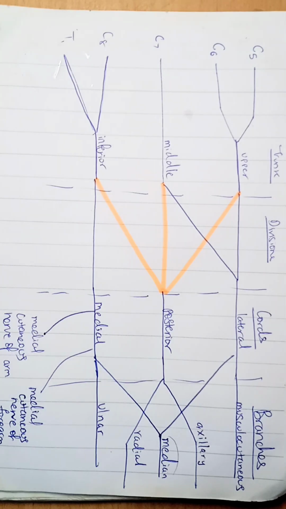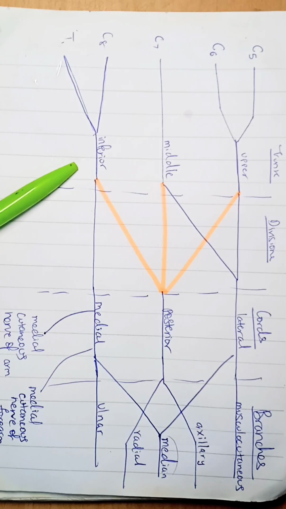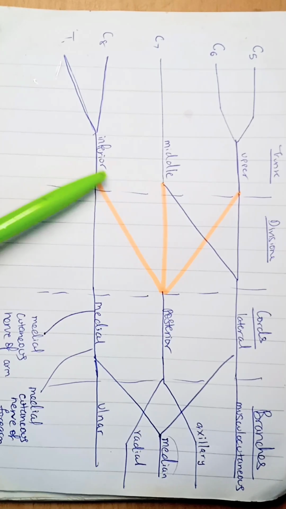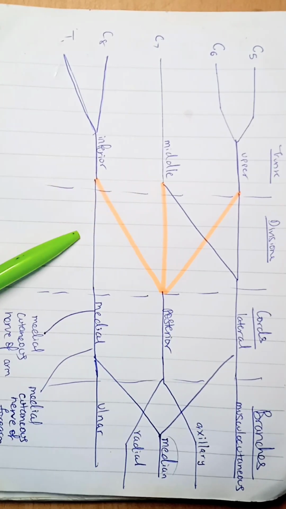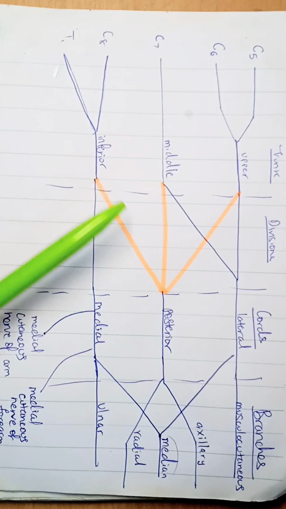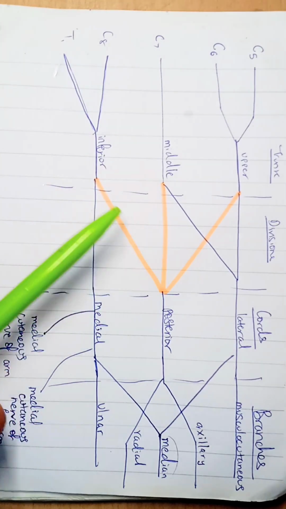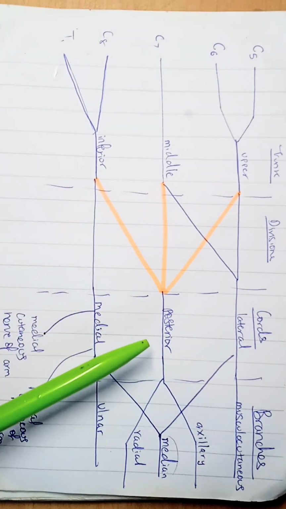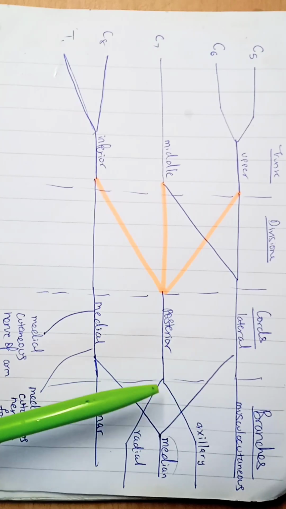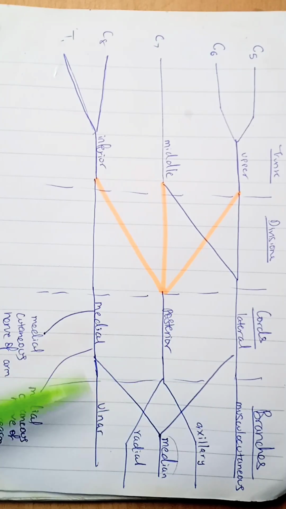So how we can understand this is C8 and T1 join to form the inferior trunk, which then divides into the posterior division and the anterior division. The posterior division joins with the other posterior divisions of all the other trunks to form the posterior cord, and this gives rise to mainly the axillary nerve and the radial nerve.